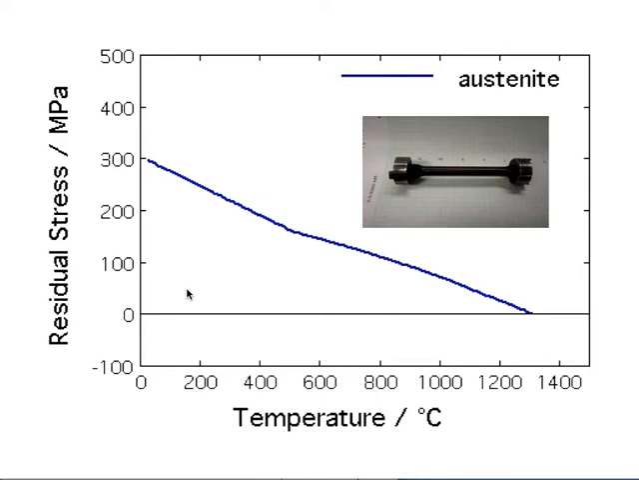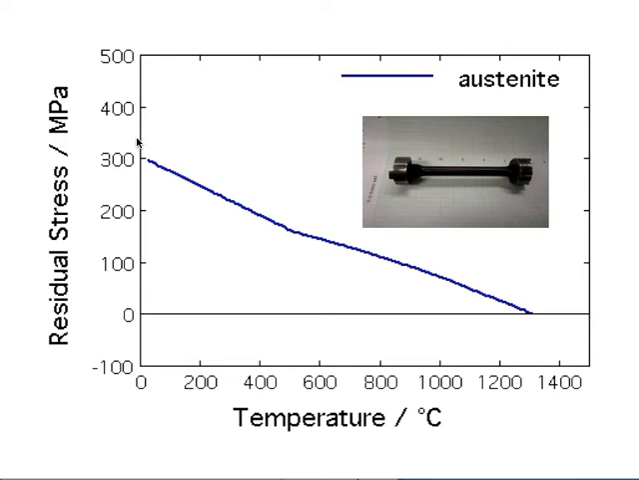So in 1977 there was a brilliant set of experiments done by Olbrey and Jones. Here we have a specimen which is austenite, and at around 1300 degrees centigrade we constrain it, and then we simply allow it to cool, maintaining that constraint. So obviously thermal contraction takes place, and you get an increase in stress.